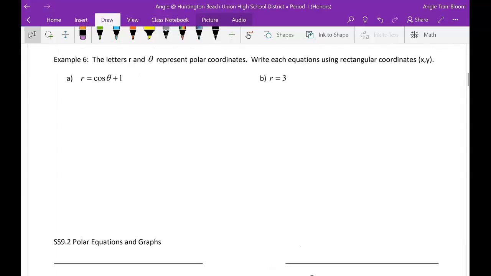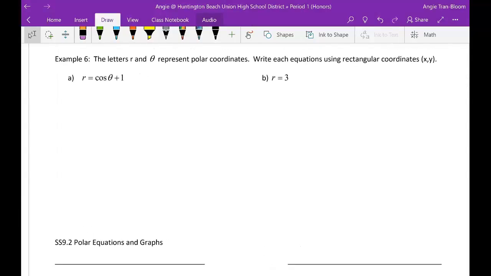So the first thing that I'm going to remind you: r squared is always x squared plus y squared. Another one that's important is x equals r times cosine of theta. And another one that's going to be important is y equals r times sine of theta. These three things are so important for converting polar to rectangular and vice versa. All right, so here we go.